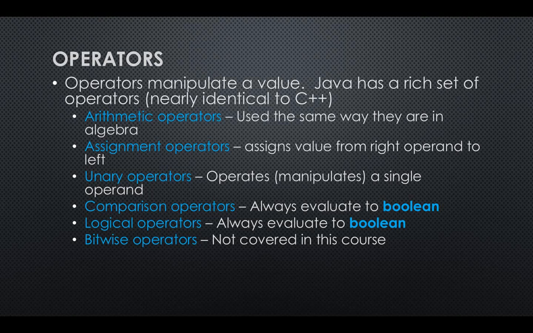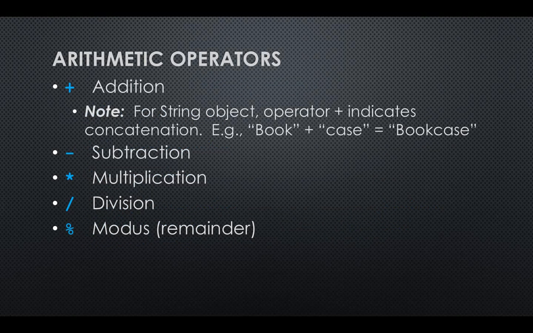So what are all the operators in Java? Java has a pretty rich set of operators. Operators manipulate values. There's 6 basic kinds of operators. The arithmetic operators, which are used pretty much the same way they are in algebra, assignment operators, unary operators, comparison operators, logical operators, and bitwise operators. I'm not going to go over bitwise operators in this course, but just know that they are there if you need them.